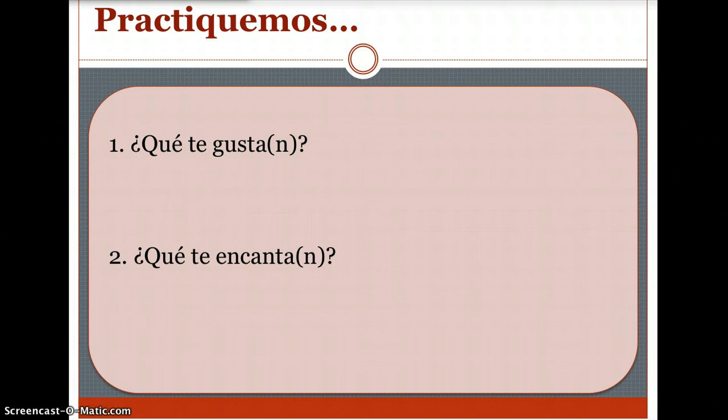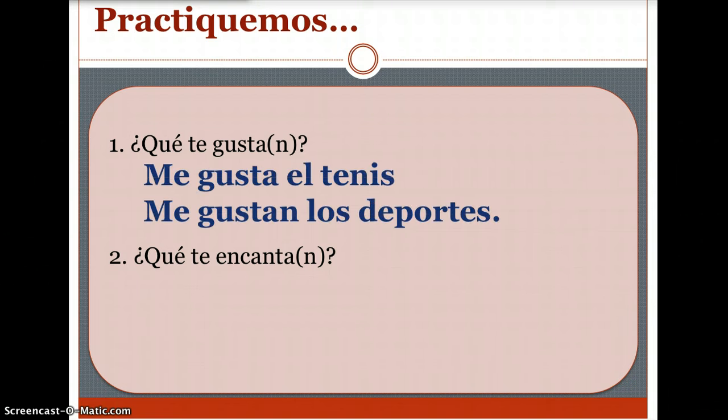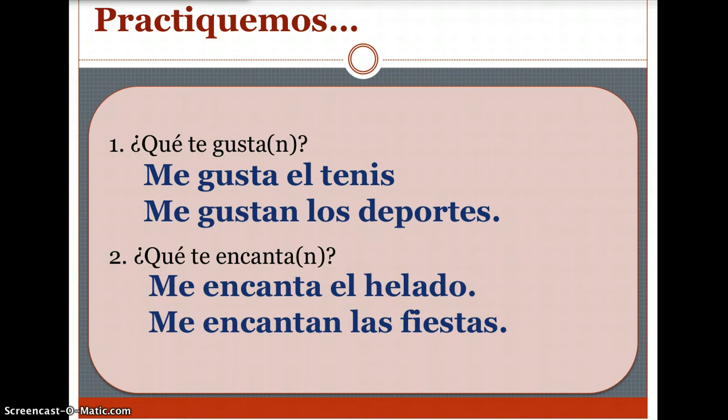¿Qué te gusta o qué te gustan? Me gusta el tenis. Me gustan los deportes. Answers will vary for these responses. Número 2. ¿Qué te encanta? ¿Qué te encantan? Me encanta el helado. Me encantan las fiestas. It doesn't matter what you respond with as long as if the object following the verb is singular, your verb is in the singular form. And if your object following the verb is plural, your verb is in the plural form.